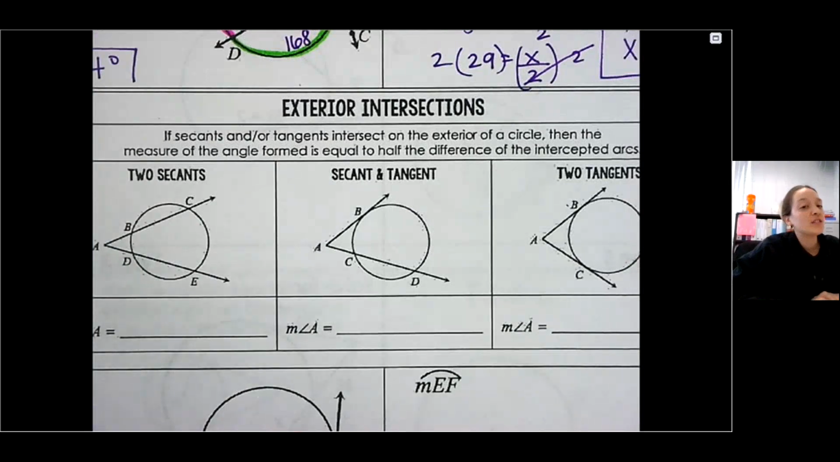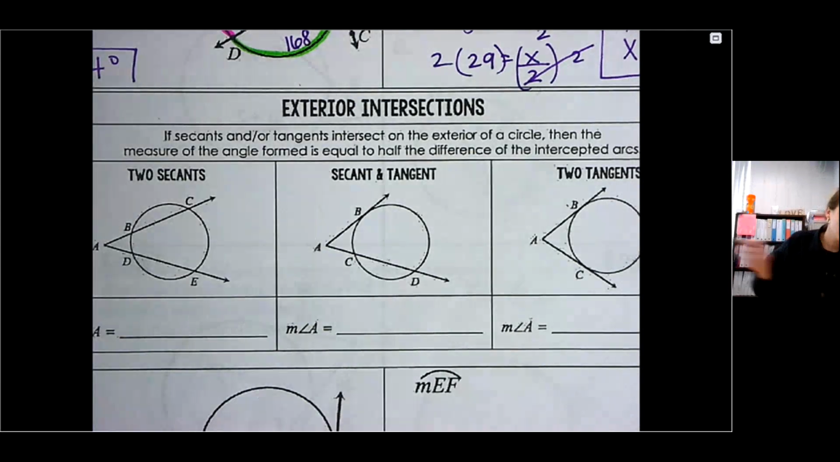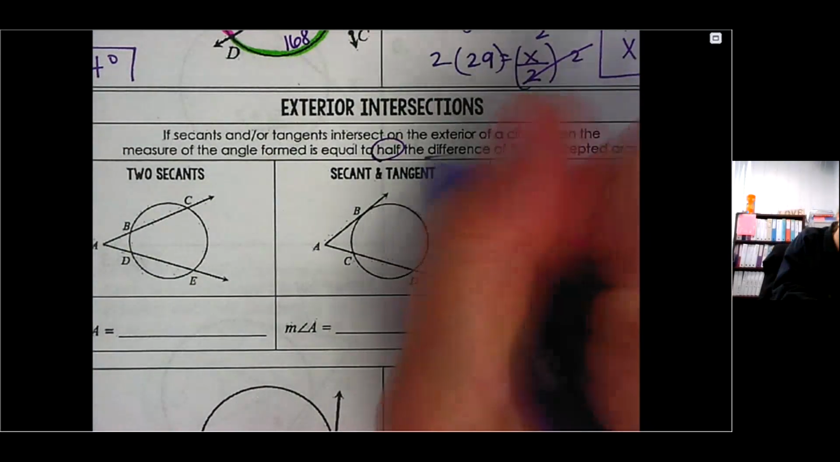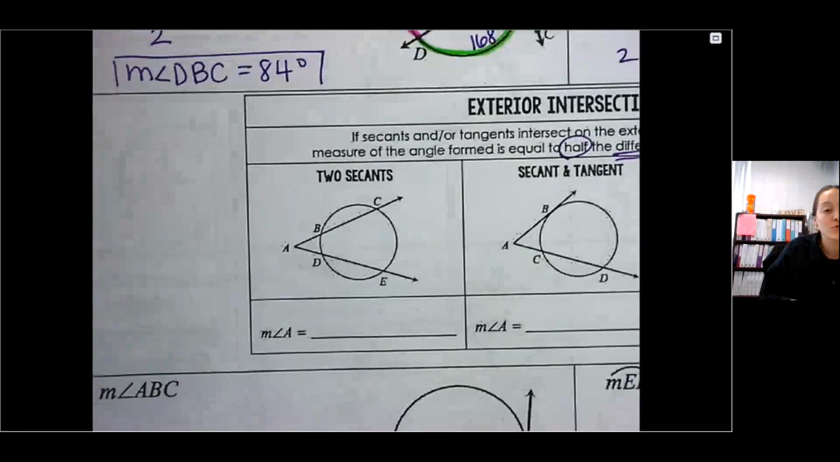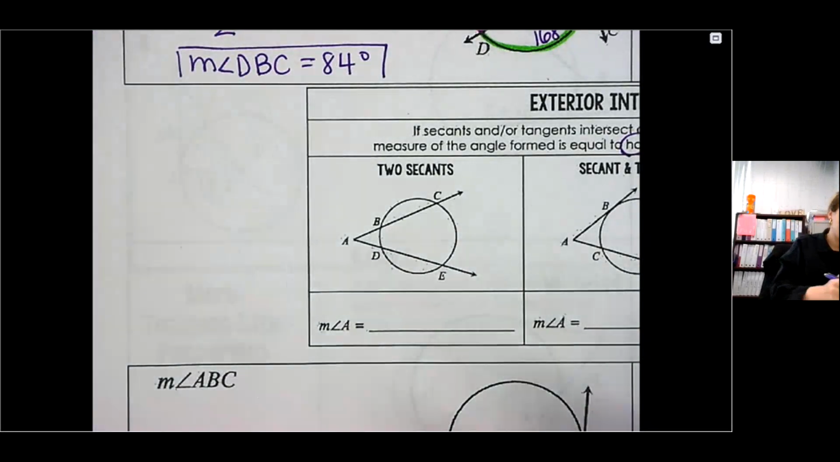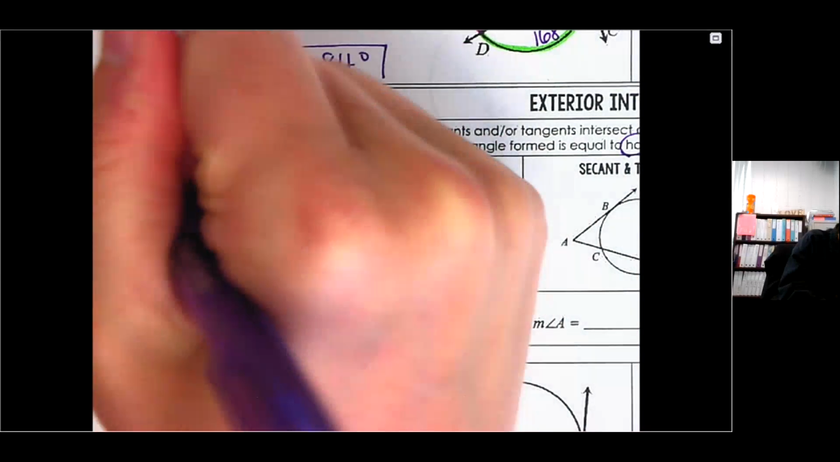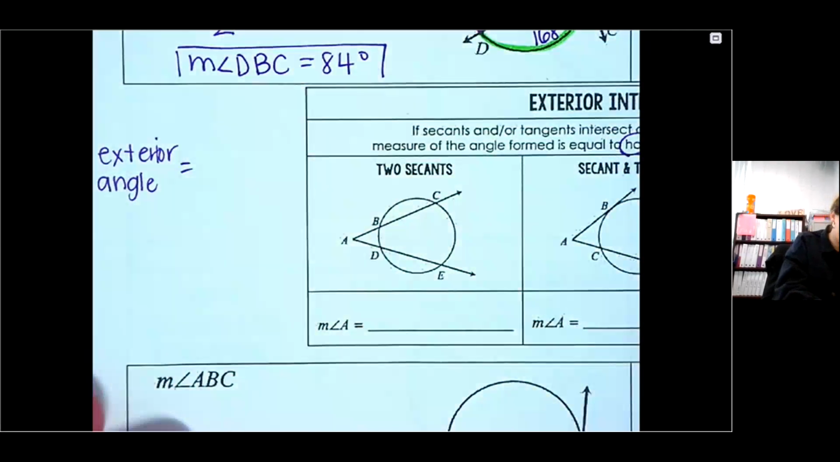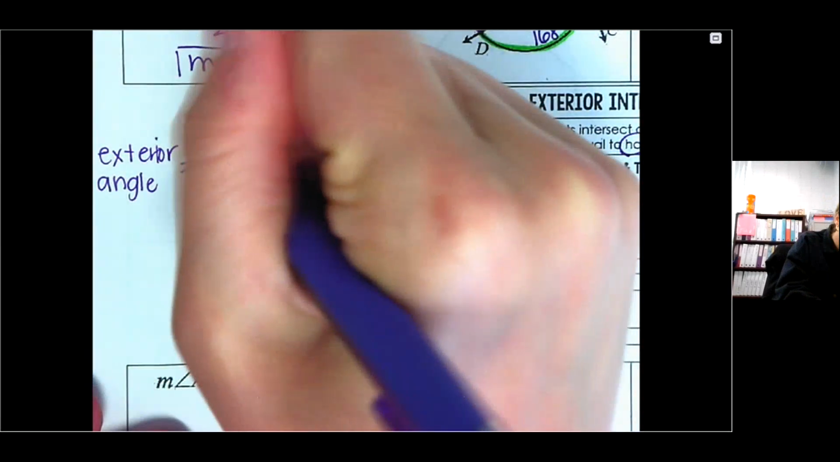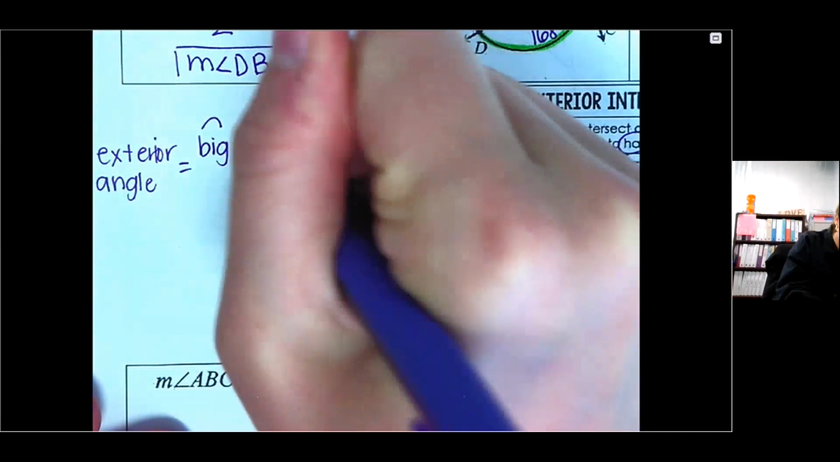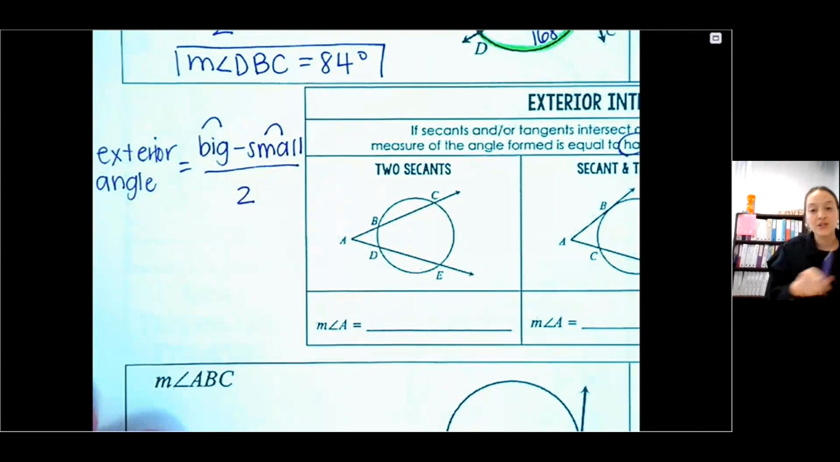So exterior intersections say if secants and tangents intersect on the exterior or outside of the circle, then the measure of the angle formed is equal to half the difference of the intercepted arcs. So half means I'm going to divide by 2. Difference means I'm going to subtract. So the equation, I'm going to do it over here, to find the exterior angle, I'm going to take the big intercepted arc, and I'm going to subtract the small intercepted arc, and then I'm going to divide by 2.